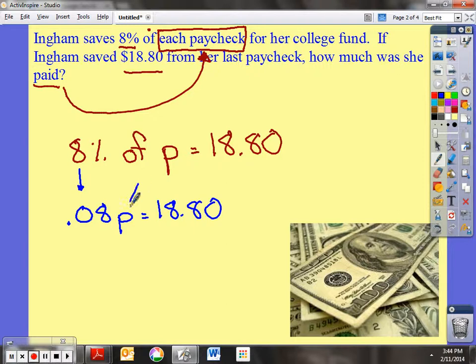I want something on both sides of the equation. Well, I can leave this P on this side of the equation just by simply getting rid of these 8 hundredths. So the inverse of multiplying by 8 hundredths is to divide by it. So I'll divide both sides by 8 hundredths. Okay, now I'll grab my calculator.